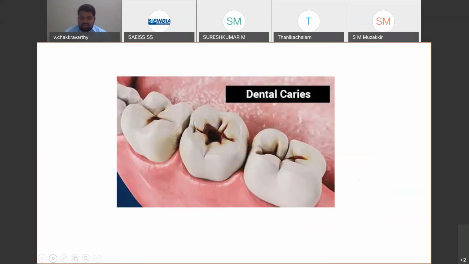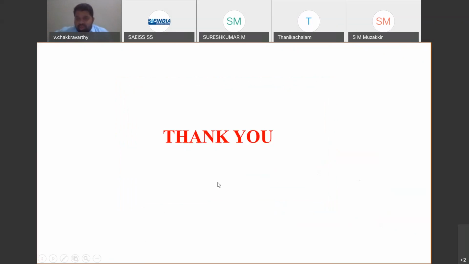So when we are talking about materials, this stem cell regeneration therapy also should be given complete importance. Okay, with this, let me end this session. Thank you. If you have any queries, you can please go ahead.